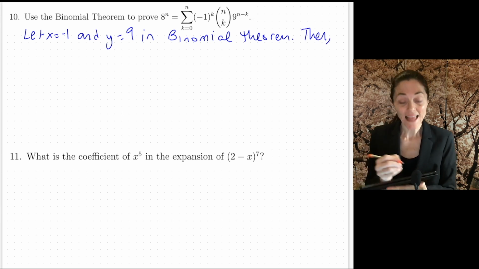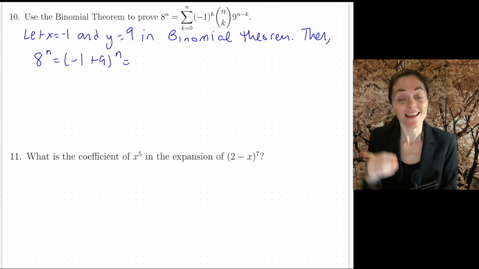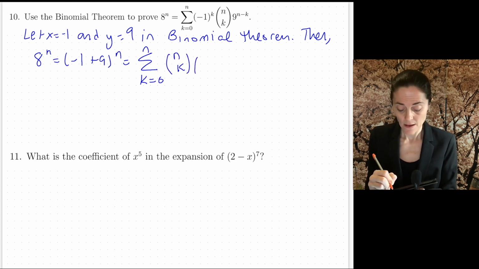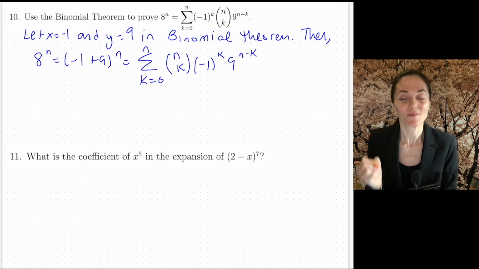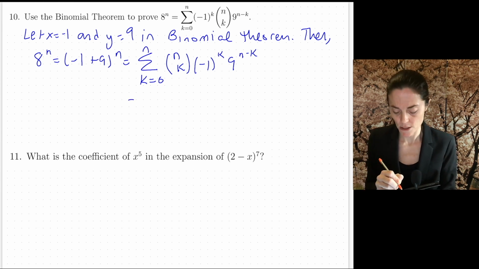Then, well, 8 to the n. This is definitely minus 1 plus 9 to the n. Then we expand using the binomial theorem. This would be a sum, k goes from 0 to n of n choose k, minus 1 to the k, 9 to the n minus k. And all I need to do to finish justifying this combinatorial identity is just rearrange.